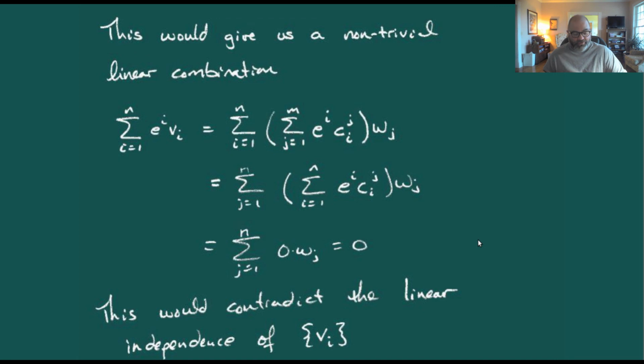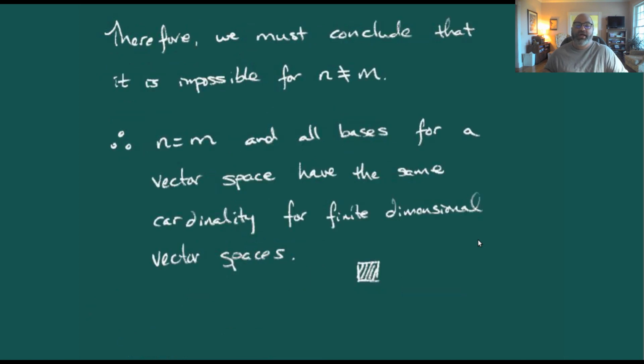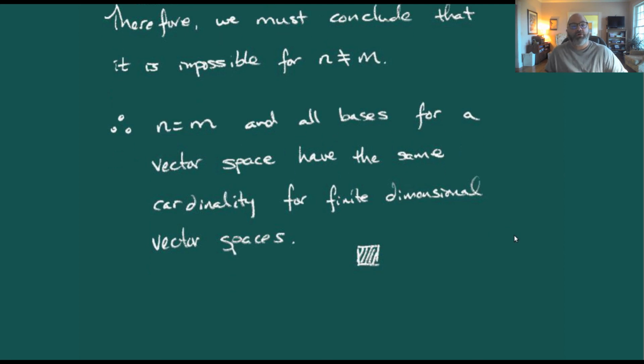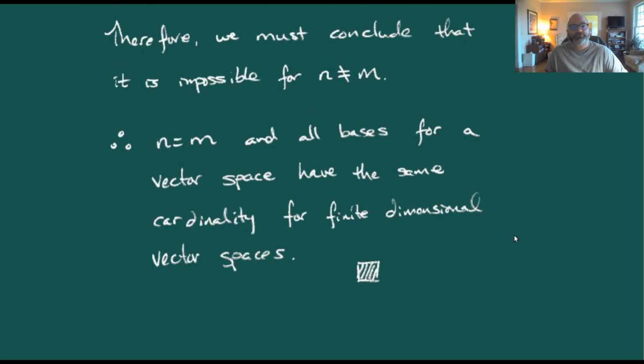So now we've gone through these logical deductions. Each time it leads us to a contradiction, and since it does that, the only thing we can conclude is that our original assumption that n is not equal to m is actually impossible. And so what that gives us is that n is equal to m, and therefore all bases that we pick for this vector space V have to have the same cardinality when we're talking about finite dimensional spaces.